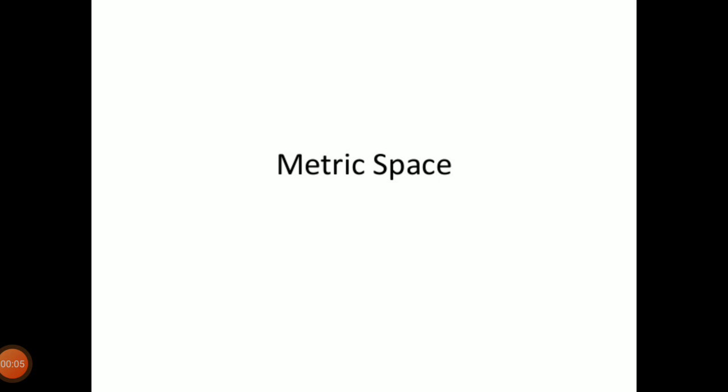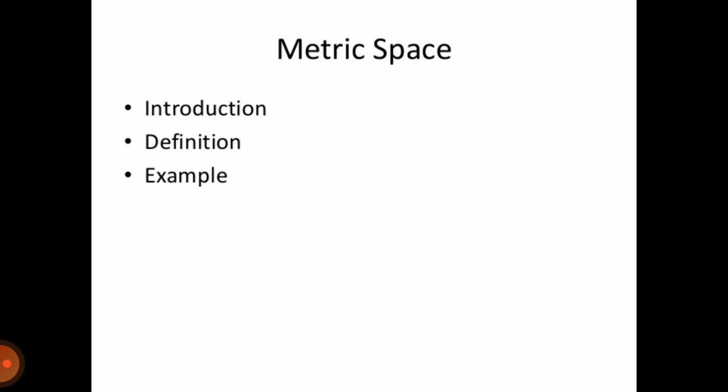Today we are going to learn about metric space. So first of all, what is a metric space? That means the introduction. Then we will go to the definition, and then we will go to the examples. Okay, so this is our criteria: first of all introduction, then definition, then examples.